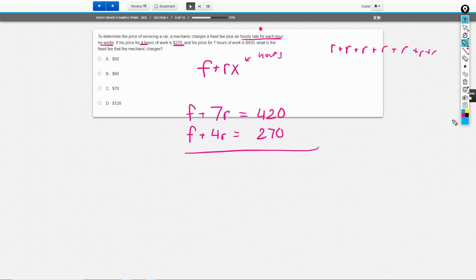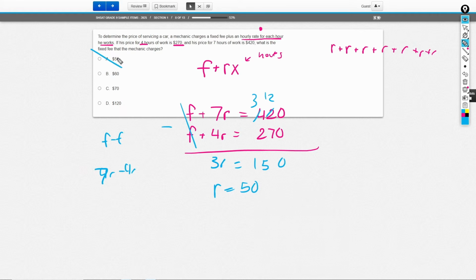And again, we have a system of equations. We have two equations. We cannot solve for F or R when they're together, so we'll have to eliminate one of them. The easiest way to eliminate is always going to be subtraction. So if I subtract these two equations from one another, F minus F cancels out. 7R minus 4R is equal to 3R. And finally, 420 minus 270 is equal to 150. So that means that R is equal to 50.